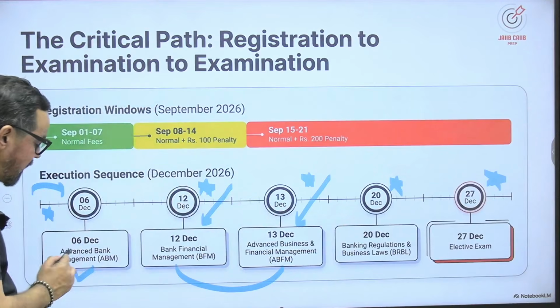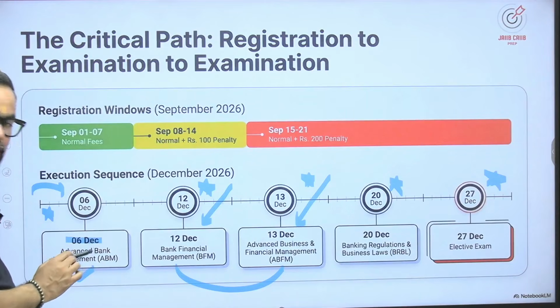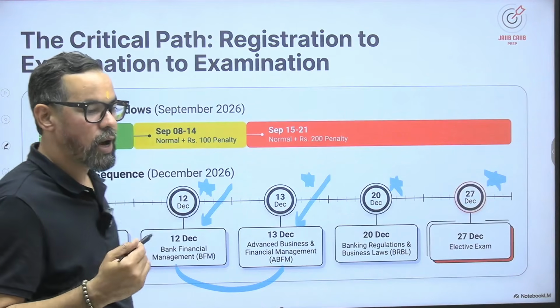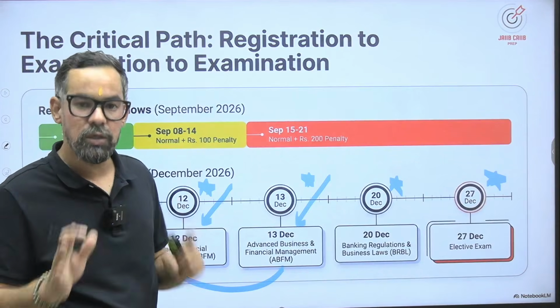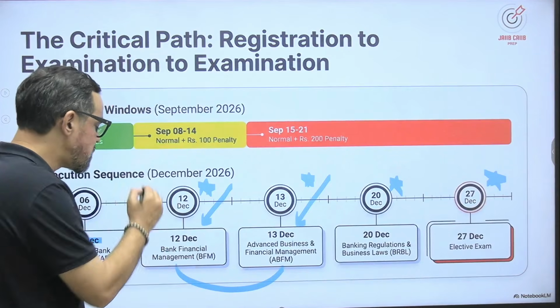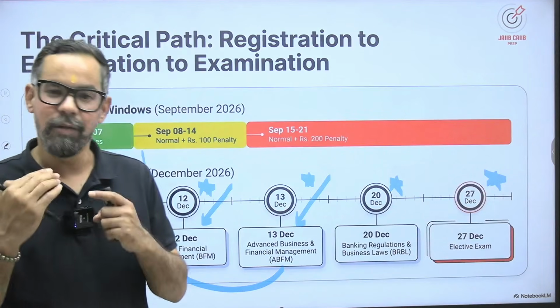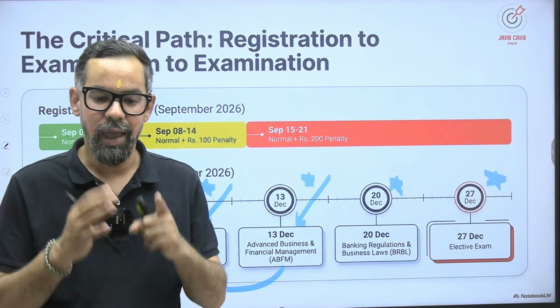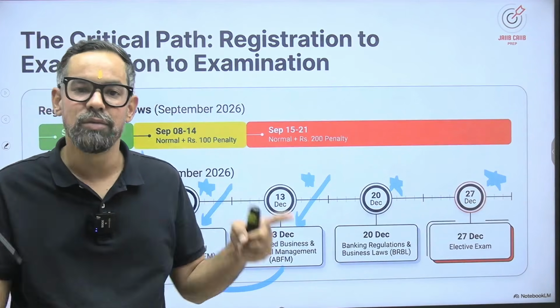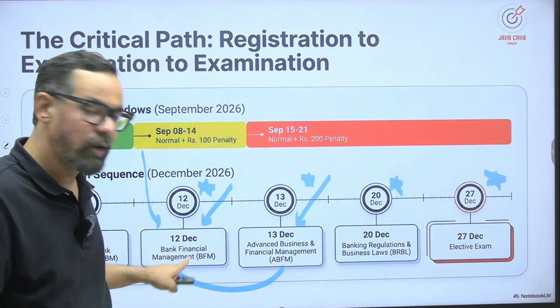So basically we have 6th December, and if you have some confusion about which subject to start, my straightforward suggestion is BFM. This is a bit technical, and we have 31 units which are part of it, and each and every unit has some sort of uniqueness. So this will take a bit of time.